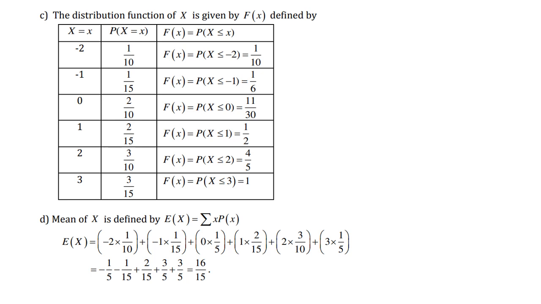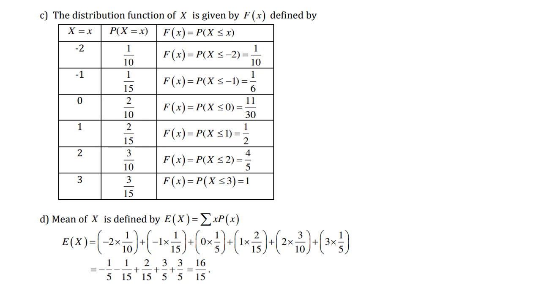Similarly, when x is equal to 0, F of x is 1 by 10 plus 1 by 15 plus 2 by 10, which is going to be 11 by 13. When x is equal to 1, F of x is 1 by 2. When x is equal to 2, similarly, F of x is 4 by 5 by adding all the preceding p of x terms. And when x is equal to 3, F of x is equal to 1. So this is the distribution function of x.